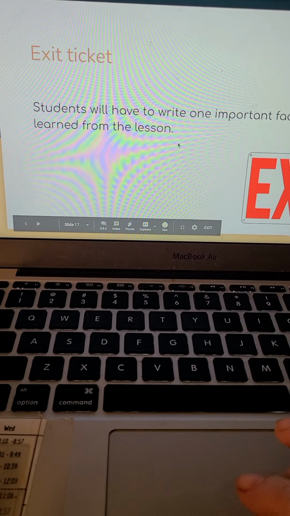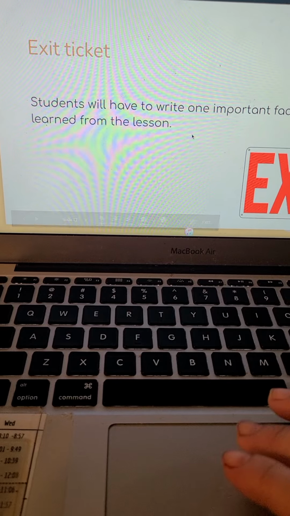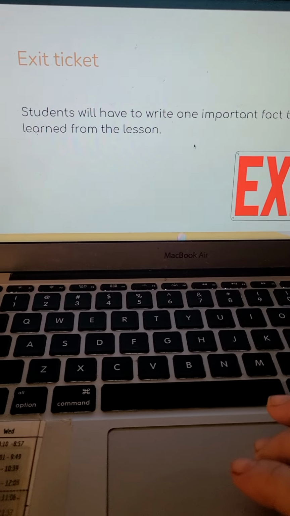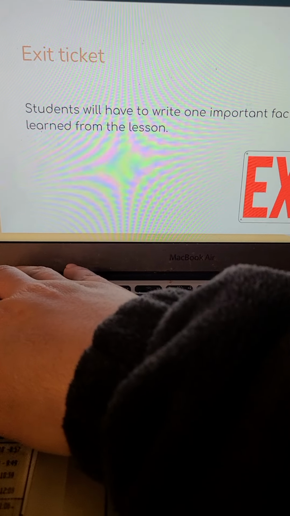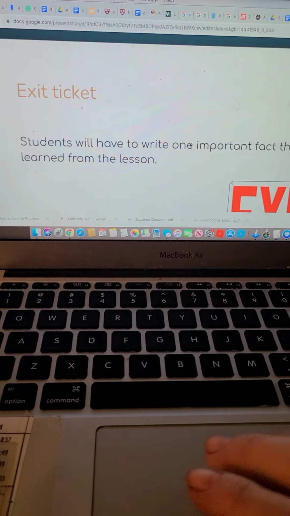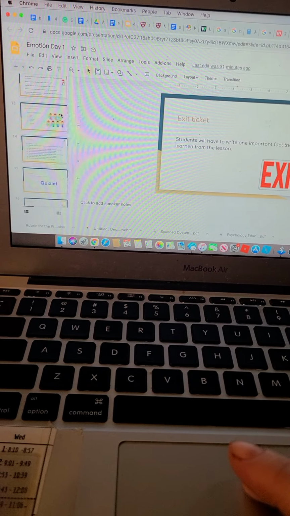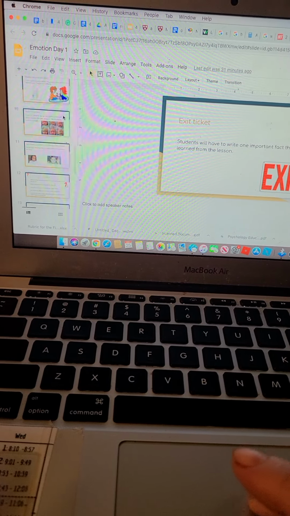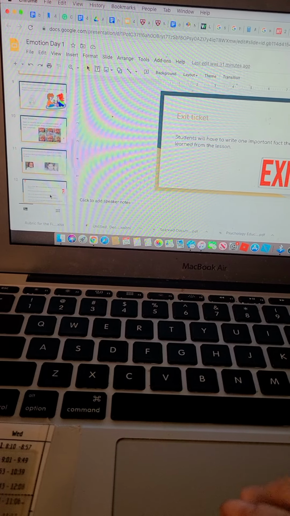And for my exit ticket, they just have to write one important fact they learned from the lesson. Maybe, okay, there are basic emotions, and some are positive, some are negative, and that's how they will exit the classroom. Okay, and I just want to show something that I forgot here.